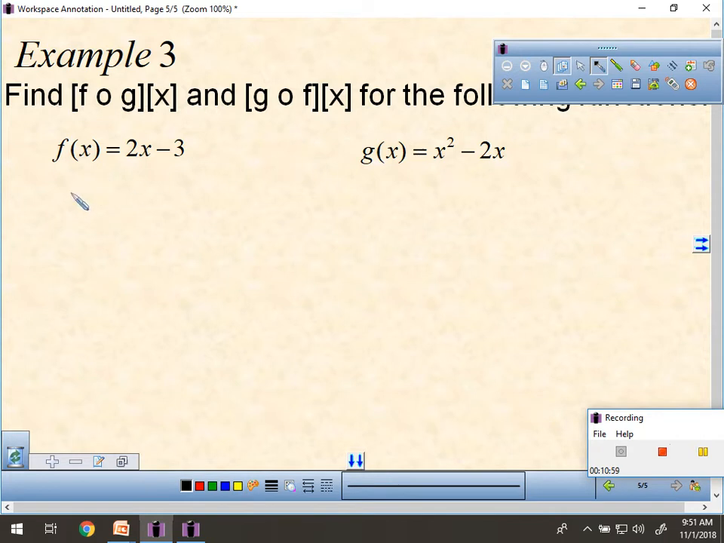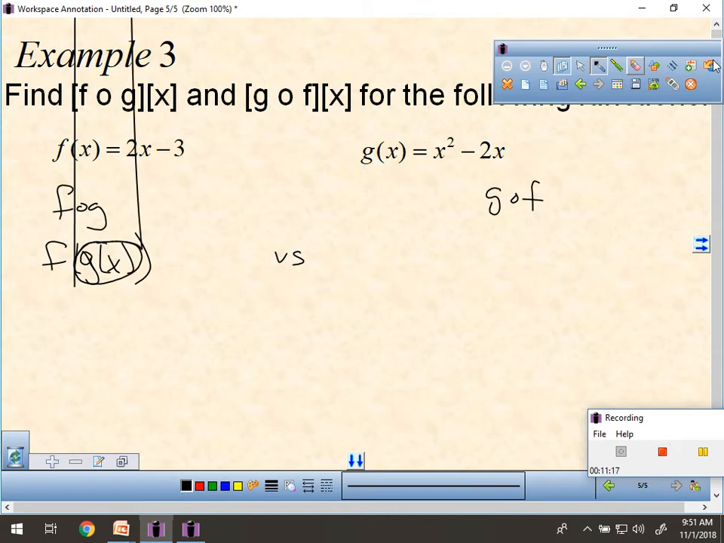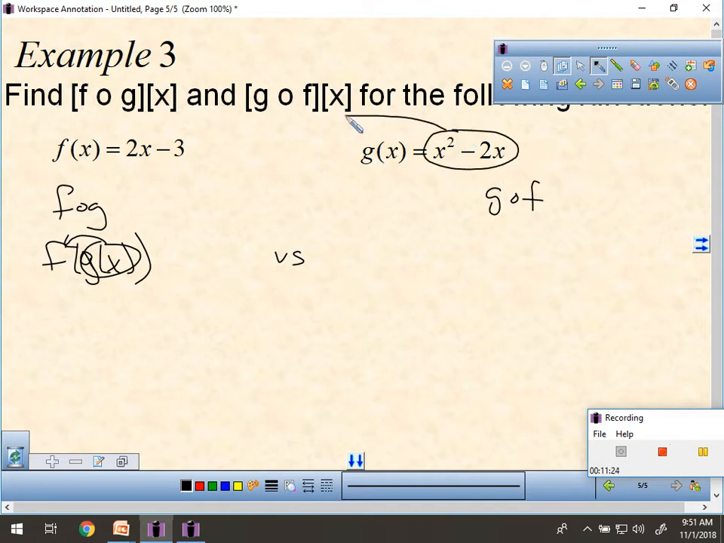So let's talk about fog versus golf. Remember, fog is f of g of x. So I'm going to do g into the f function. I'm going to plug g into f. So for fog, all right, ladies, I'm going to take this function and plug it into the f.